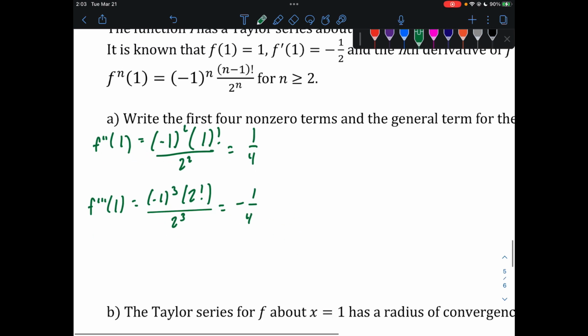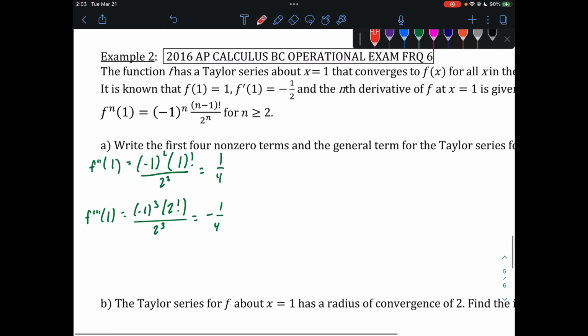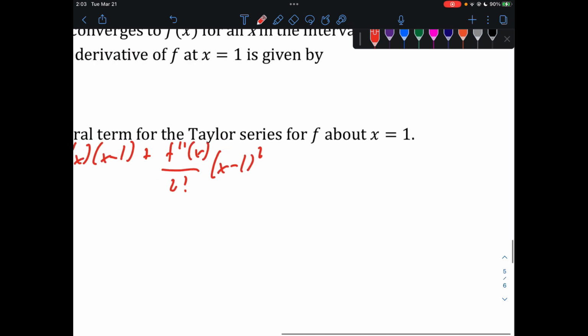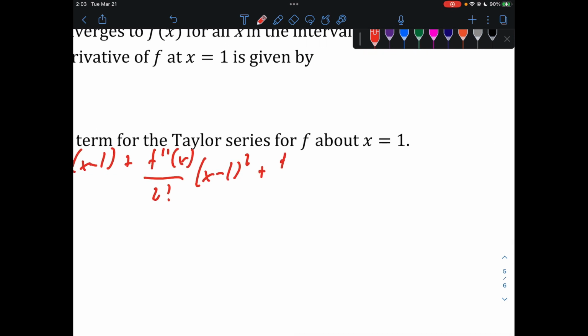All right, so now I can write out my polynomial, the Taylor series. So f of x equals, and I know f of 1 is 1, right? So 1 plus f prime of 1 times x minus 1, plus f double prime of 1 over 2 factorial times x minus 1 squared. One more term: plus f triple prime of 1 over 3 factorial times x minus 1 cubed. Plus, forever, but we just want the first 4 non-zero terms, right?